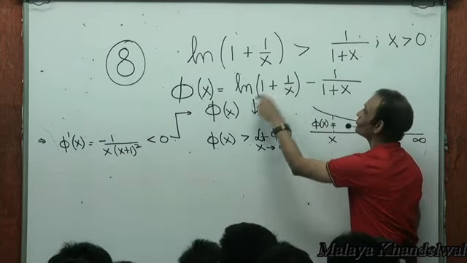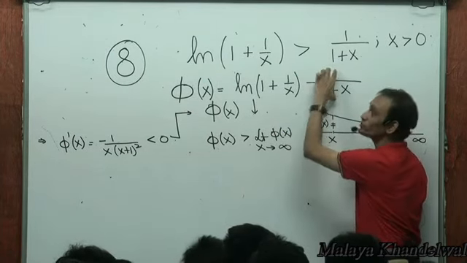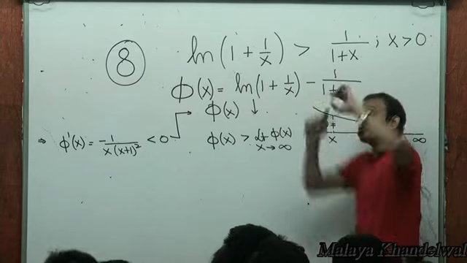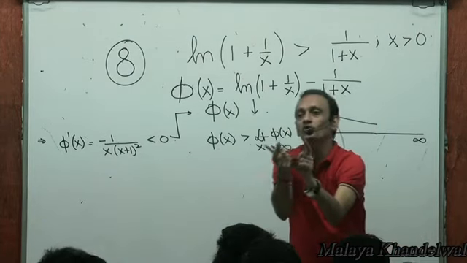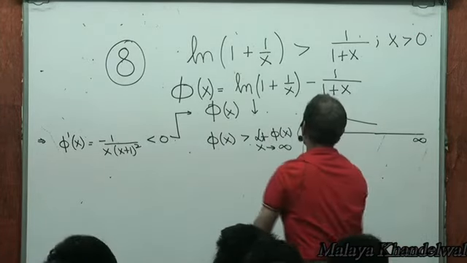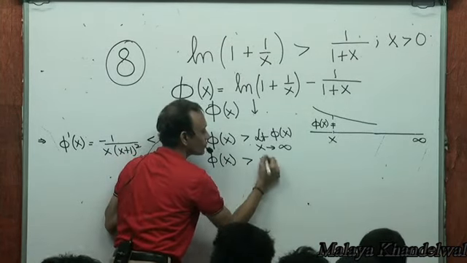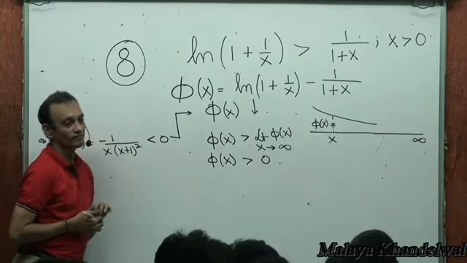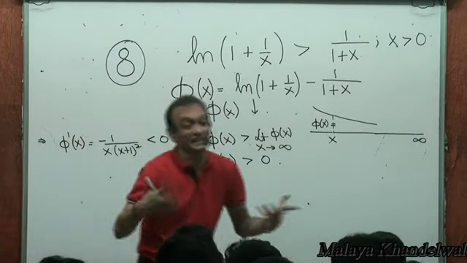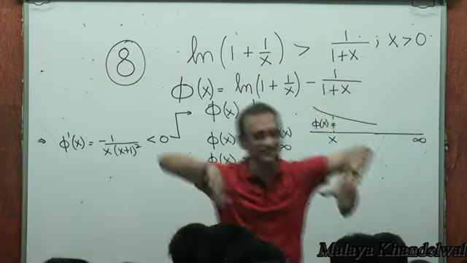This will tend to 0. So the limit of phi x as x tends to infinity is 0. Clear? So phi x will be greater than 0. Because you always did phi x greater than phi 0. Right? You were stuck with that thought.